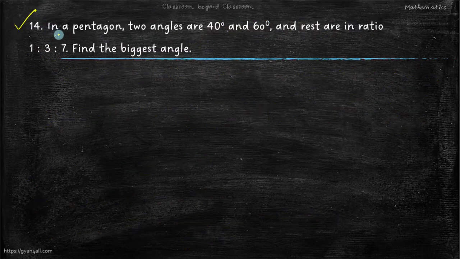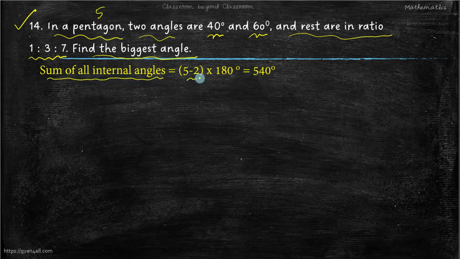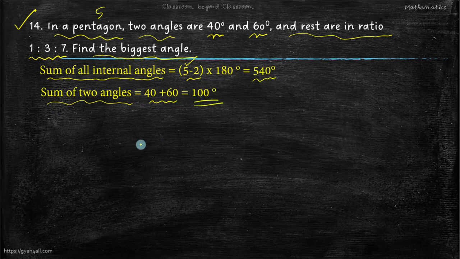Now exercise 14. In a pentagon, number of sides 5, two angles are 40 degrees and 60 degrees. Two angles are given, and the rest are in the ratio 1 is to 3 is to 7. We have to find out the biggest angle. Let us consider the formula. Sum of all internal angles is equal to 5 minus 2, into 180, where 5 is the number of sides or number of angles, and that is equal to 540 degrees. Two angles are given, the sum of the two angles is 40 plus 60, which is equal to 100. Out of 5, two angles are gone, only 3 are left, and the ratios of these angles are 1 is to 3 is to 7.